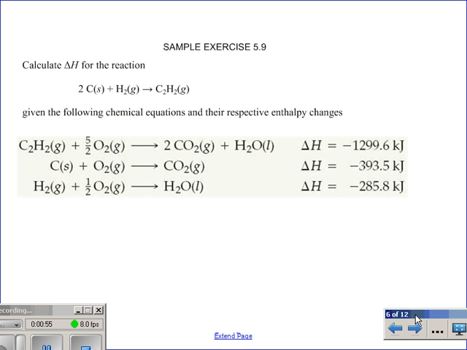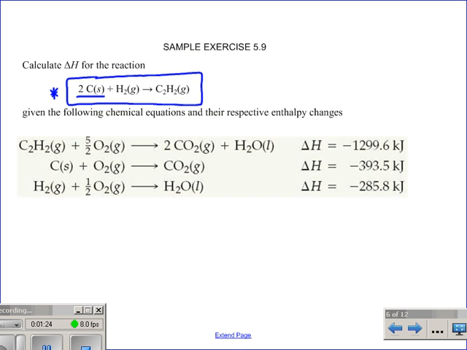All right, so again, they always give us the overall equation. This is what we're shooting for. And we need to rearrange these equations down here so that they look like this equation up here. The strategy I talked to you about in sample exercise 5.9 is for you to look at the overall balanced equation and then try to find the substances down in the multi-step.